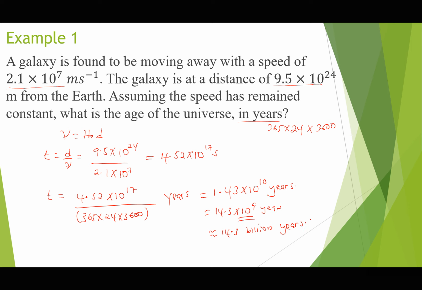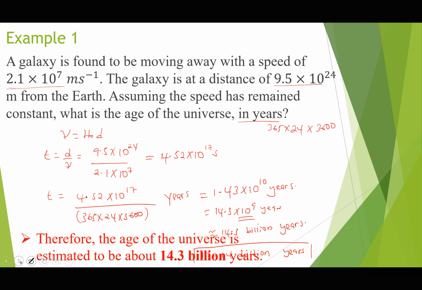Every time we try to estimate the age of the universe, the answer will be between 13 to 14 billion years. So that is the estimated age of the universe. So the age of the universe is approximately 14.3 billion years.